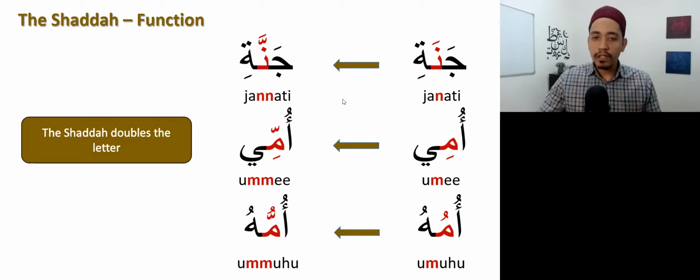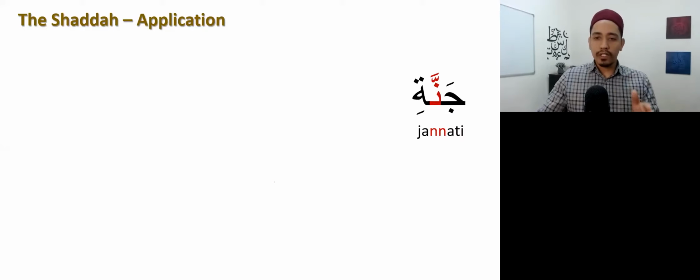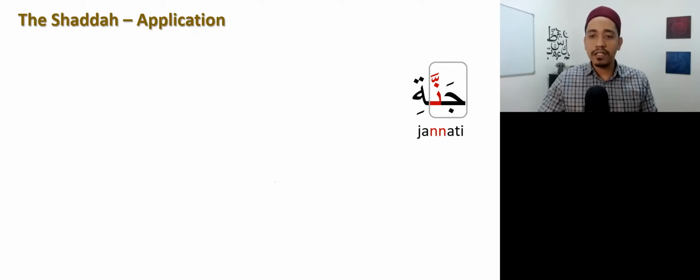So let's see the operation, how it happens. So here we go. Janati. Take note of the noon. Let's add a shadda on the noon. There's a shadda, so let's see what happens. It doubles the noon. Then how do we read that? Jannati. You're going to emphasize the noon, the letter, a little. So obviously you can't read ja, na. You have to read it with the letter before it: Jan, na. And then the T can be on its own. So Jannati.